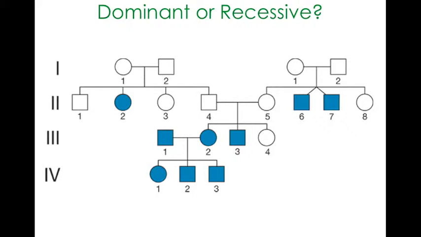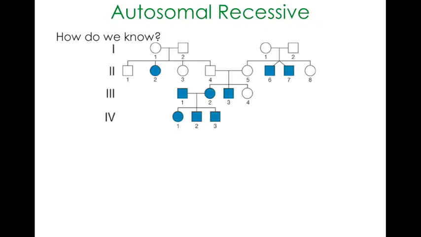Hopefully you've figured that out. If not, let's take a look. Here is an autosomal recessive condition. How do we know? The first thing hopefully that sticks out to you is that these two individuals here are not affected, right? Yet they still produce children who are affected. These two individuals here are also not affected, but they will produce children who have that particular trait.